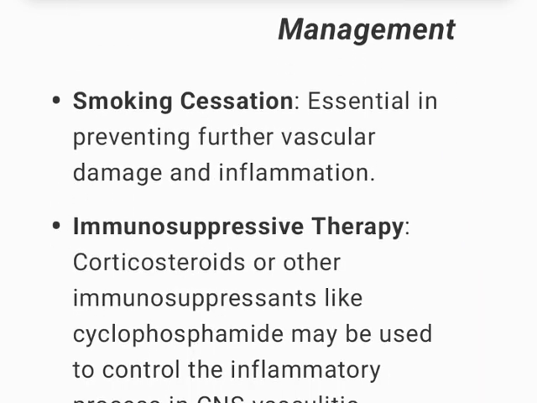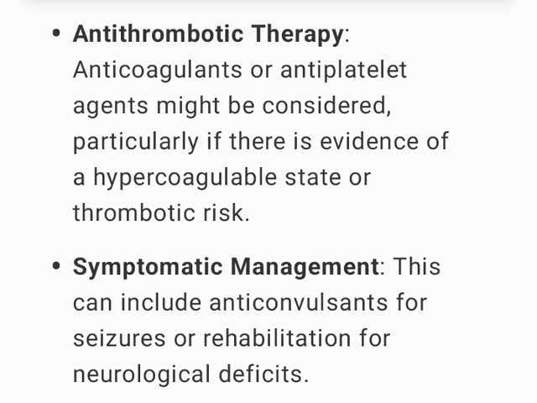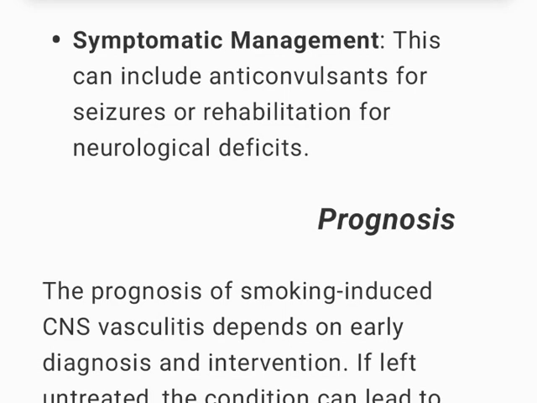Management. Smoking cessation, essential in preventing further vascular damage and inflammation. Immunosuppressive therapy. Corticosteroids or other immunosuppressants like cyclophosphamide may be used to control the inflammatory process in CNS vasculitis. Antithrombotic therapy. Anticoagulants or antiplatelet agents might be considered, particularly if there is evidence of a hypercoagulable state or thrombotic risk. Symptomatic management. This can include anticonvulsants for seizures or rehabilitation for neurological deficits.